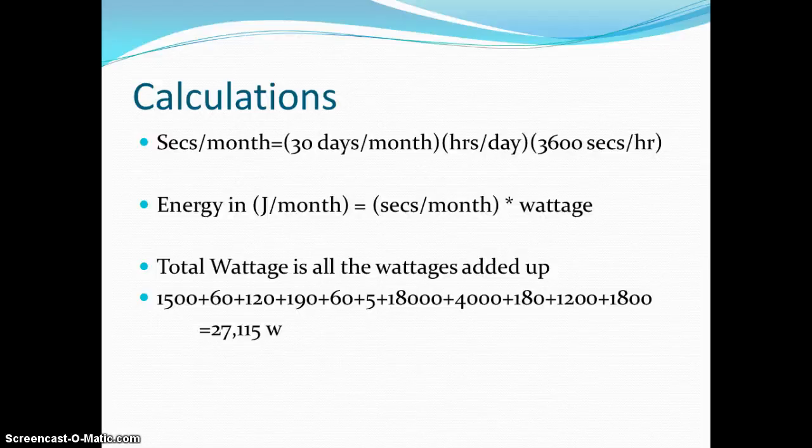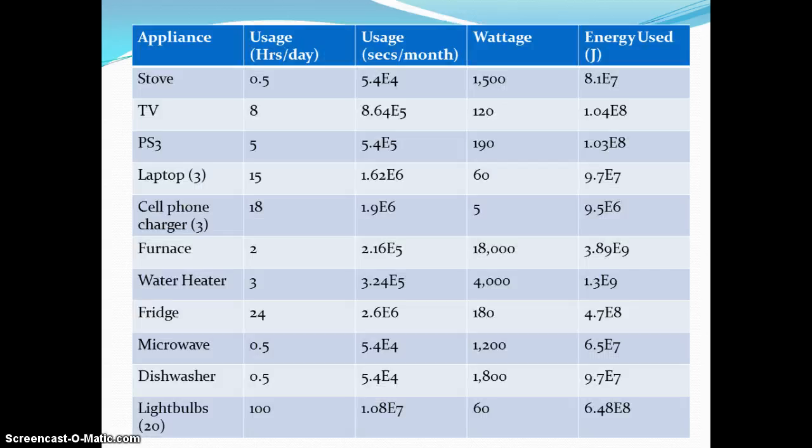27,115 watts. So I have it broken down a little bit here by appliance, the usage in hours per day, and then usage in seconds per month, that's the equation we needed that number for earlier. Then the wattage of each of those. The furnace actually kind of surprised me at 18,000 watts. Like, wow, okay. And then for energy used, I used the equation on the previous slide to find the energy used. To find the total energy, we're going to add up all of those here in a minute.